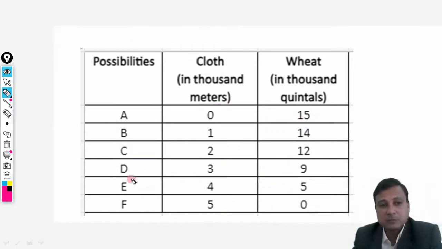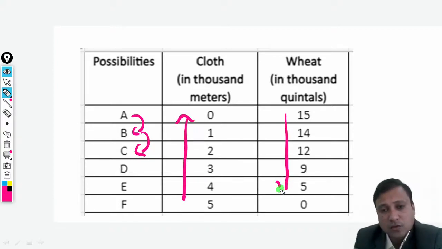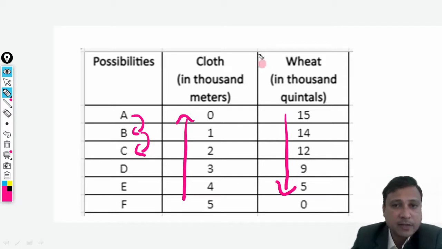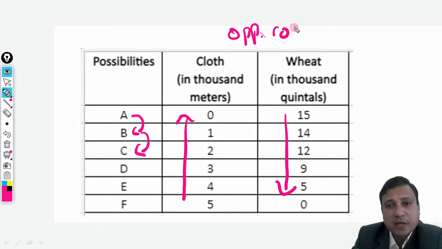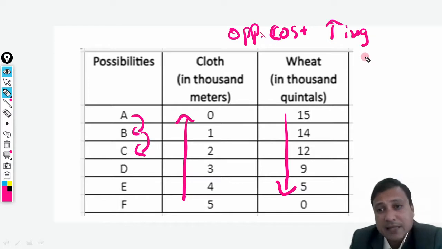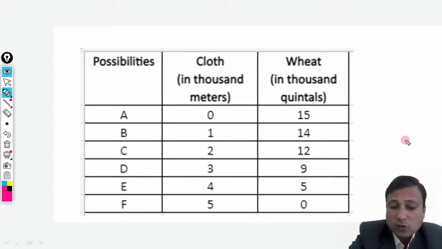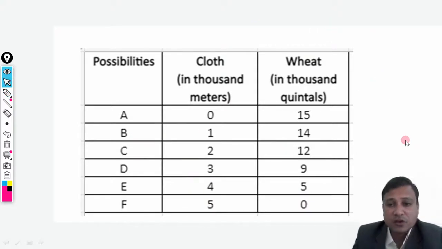In simple terms, as I shift from one possibility to another possibility, the production of cloth is increasing at the cost of a decline in the production of wheat, and that decline is known as opportunity cost, and that opportunity cost is increasing. That is the reason that your production possibility curve is concave. So why is it so? Let's see with the graph.